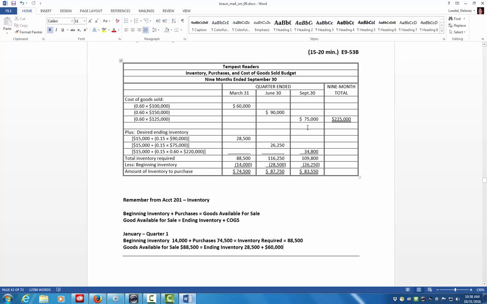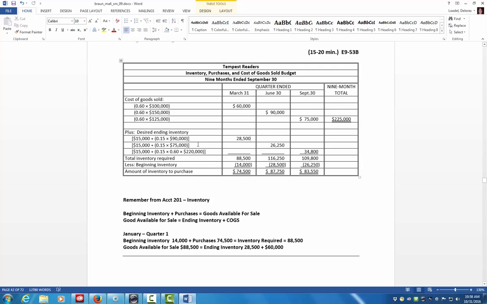Okay? Plus our desired ending inventory. So our cost of goods sold plus our desired ending inventory. That was given as, remember, $15,000 as a bare minimum plus 15% of our next quarter cost of goods sold number. So for March 31st, we know it's $15,000 plus 15% of the next quarter cost of goods sold. So 15% of 90,000 plus the bare minimum of 15,000 gives us 28,500.